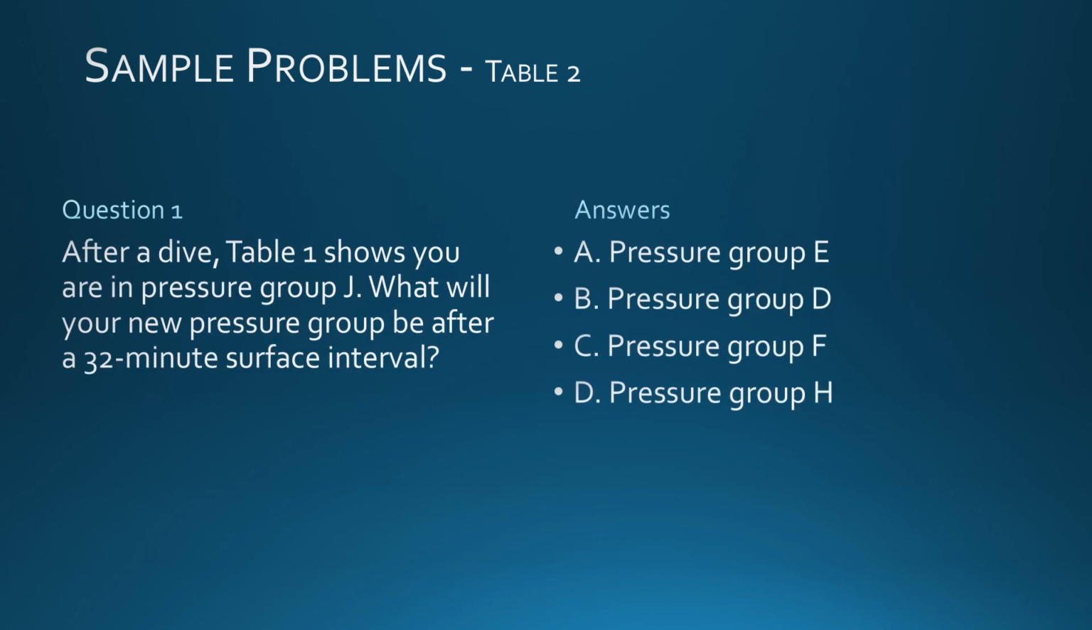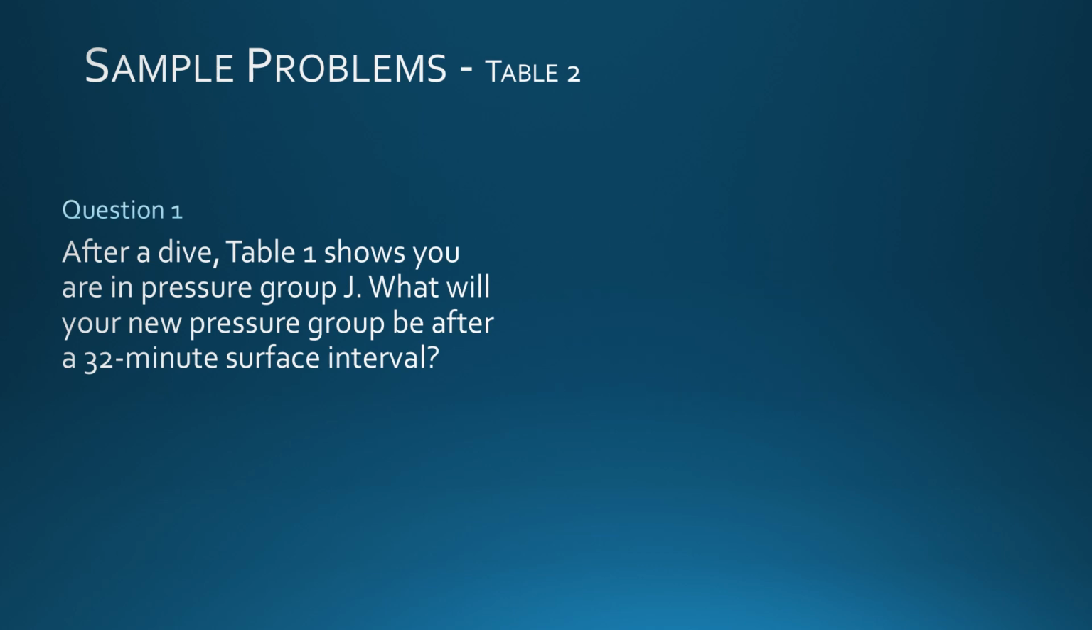Alright, now let's take a look at Table 2. Question 1. After a dive, Table 1 shows you are in pressure group J. What will your new pressure group be after a 32-minute surface interval? The answer is A, pressure group E.